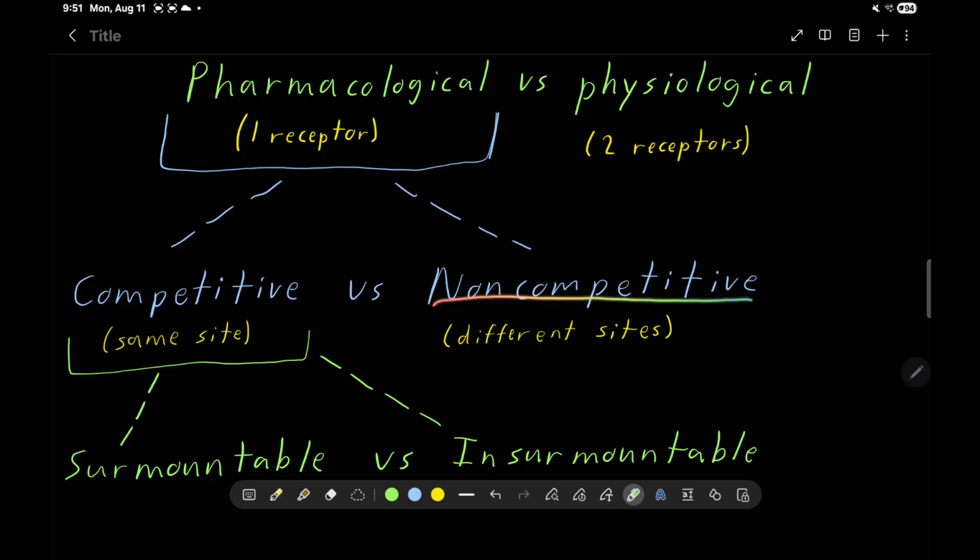Whereas non-competitive antagonism is when you have an agonist trying to bind to the orthosteric sites and a negative allosteric modulator binding to your separate allosteric site. So because your agonist and your negative allosteric modulator are binding to two separate sites, they're not competing against each other. Therefore, the antagonism is non-competitive.